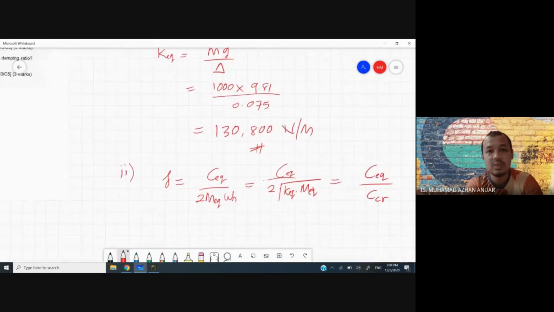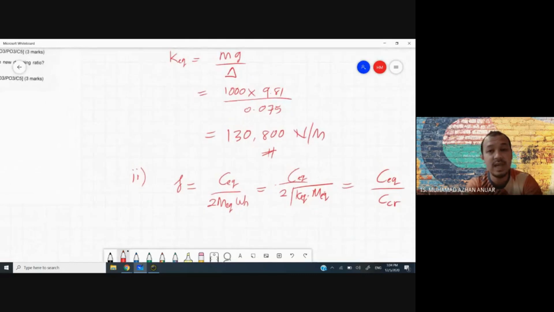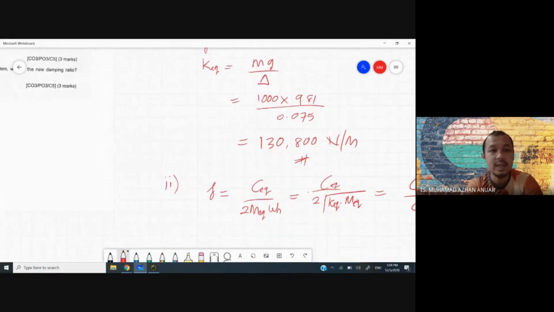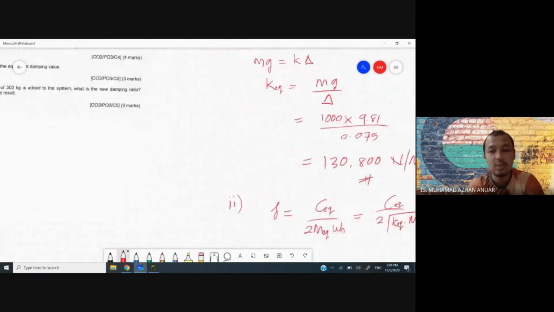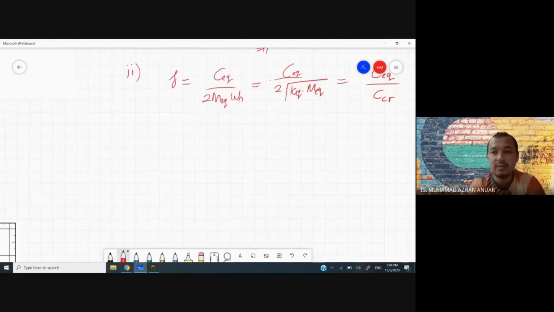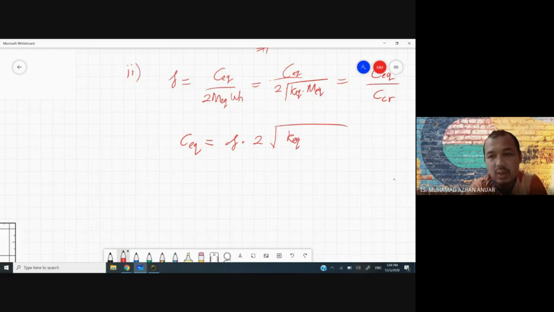Since we have the K equivalent in this case, the M equivalent in this case, and the C equivalent in this case, we have the zeta value, so we can determine the equivalent damping value. So what is the equivalent damping value? C equivalent is going to be equal to zeta dot 2 third K equivalent dot M equivalent.